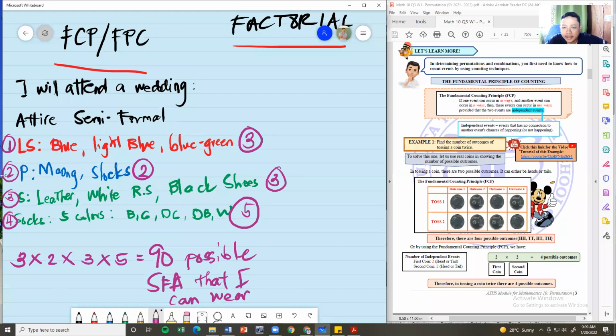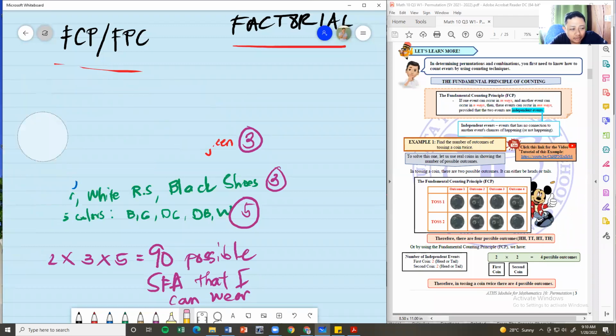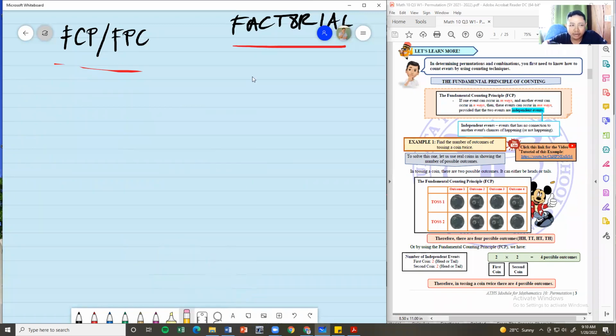Okay, did you get that? Show me a reaction if FCP is clear to you. That's it. You just have to multiply all the possible outcomes in each event, and you will get your total possible outcome. Okay? Thank you so much. So, that's FCP in making our life simpler by multiplying the events to see the possible outcomes.